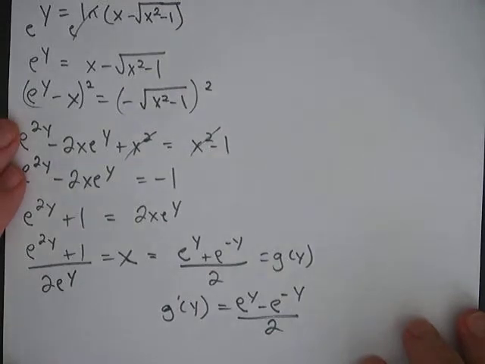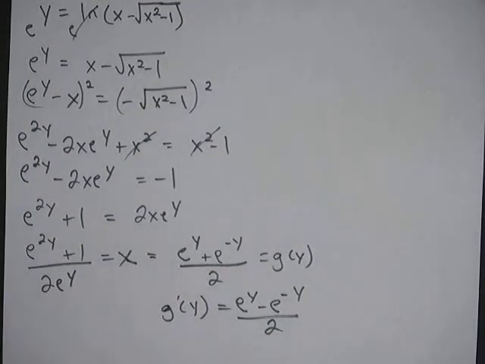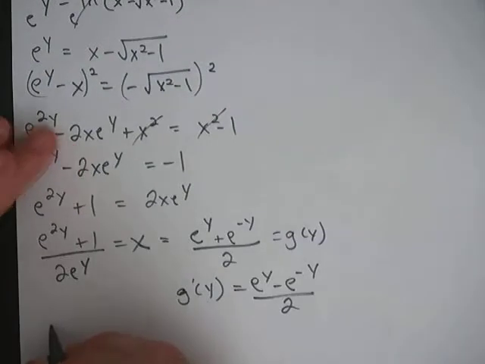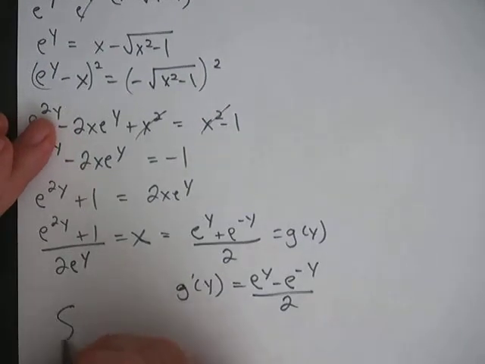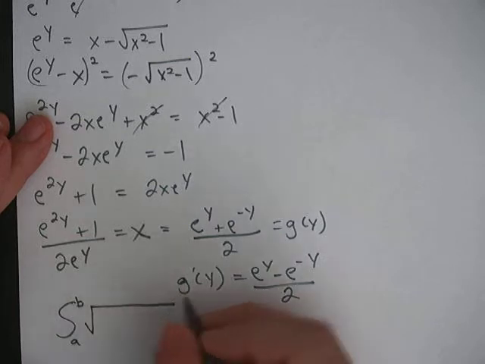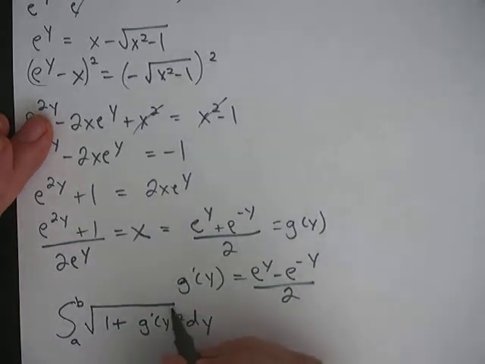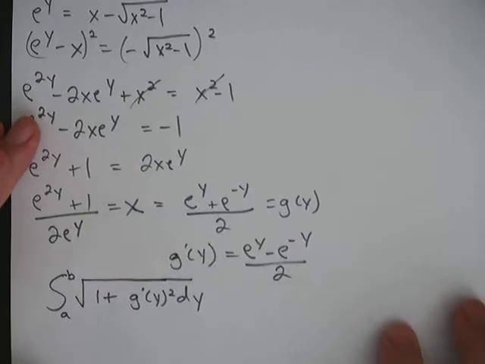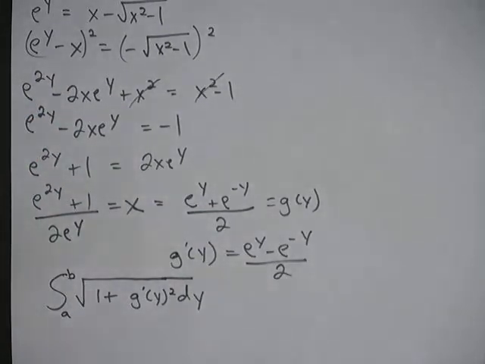Okay, so now we're looking to find the arc length. Okay, so the formula of that is going to be the integral from a to b, or whatever your lower limit to upper limit, square root of 1 plus g prime of y squared dy. Okay, arc length formula.